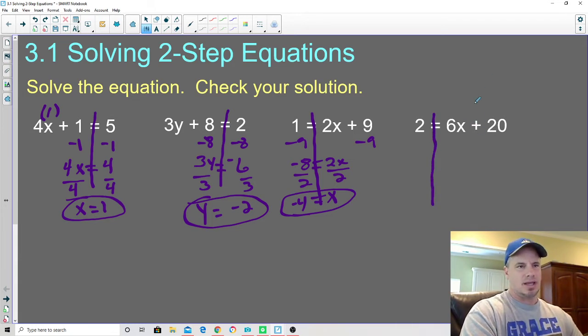Here we're going to draw a crooked line there. No such thing as a crooked line. We're going to get rid of the 6 and the 20. Get rid of the 20 first. Minus 20.